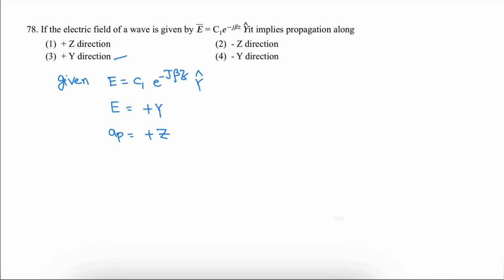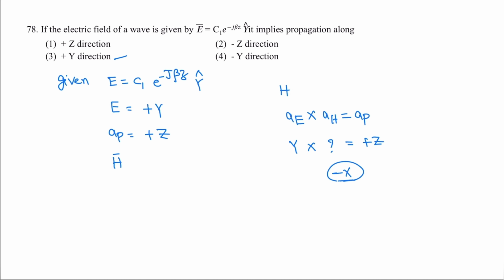Now in the question, if they ask what is the direction of the magnetic field, in this case we know the relation: electric field component direction cross product of magnetic field component direction is equal to direction of propagation. So in this case, the signal is propagating in the positive z direction, and the electric field component is in the y direction, and the magnetic field component is in the minus x direction. So the magnetic field component direction H is the minus x direction.